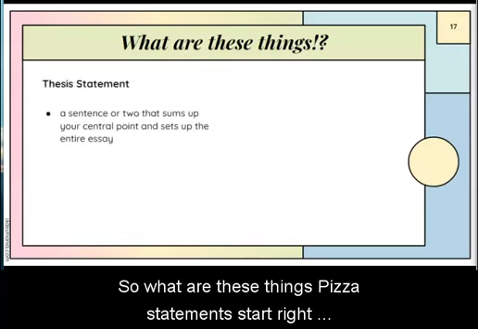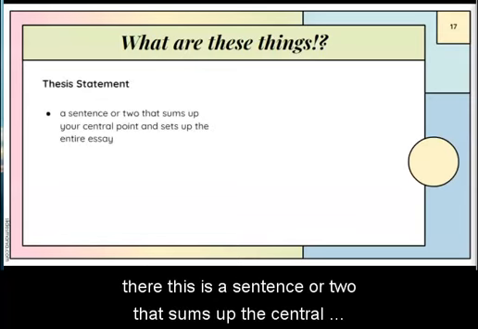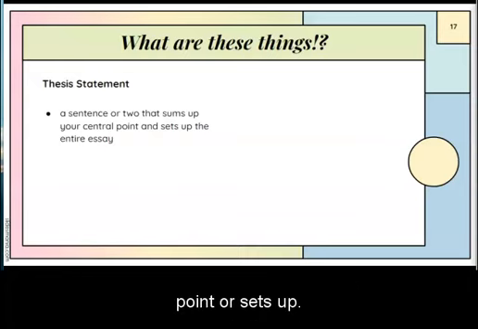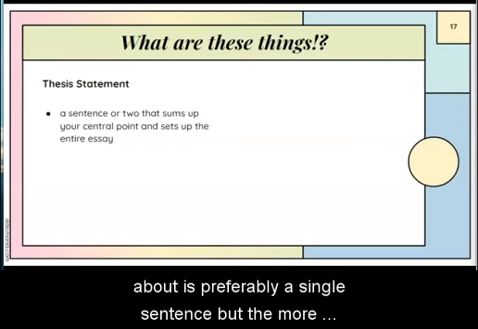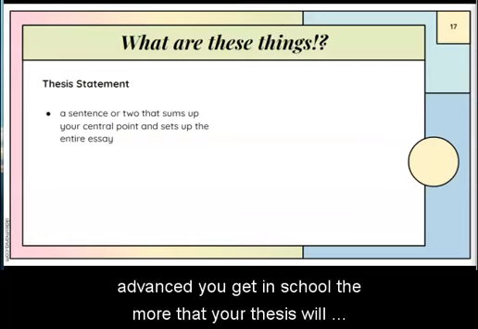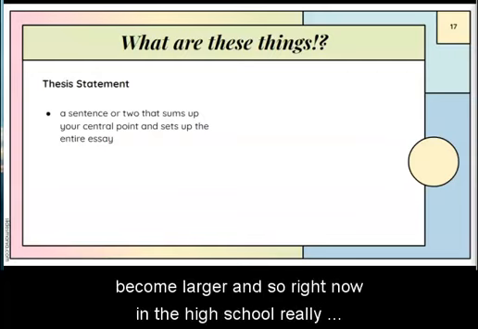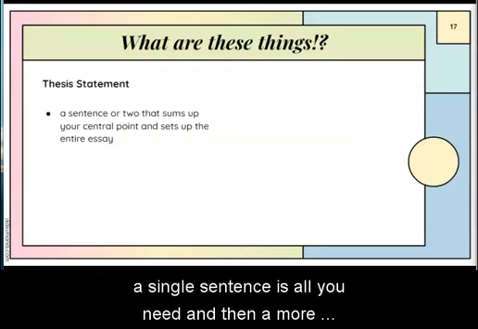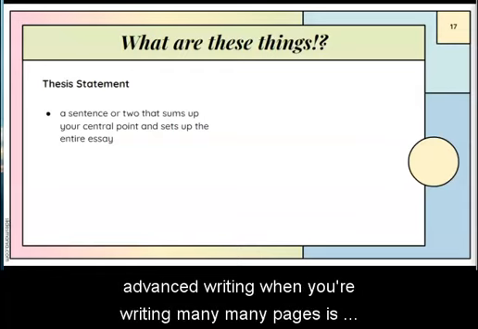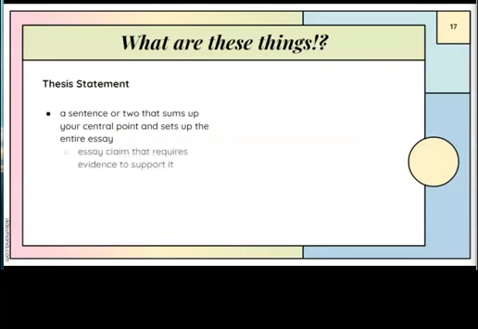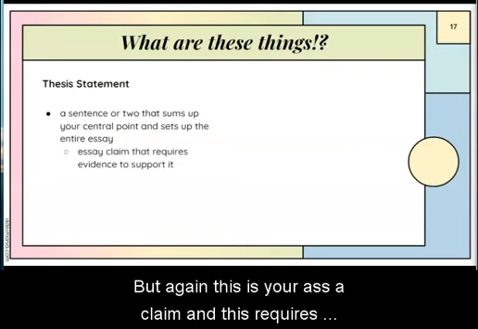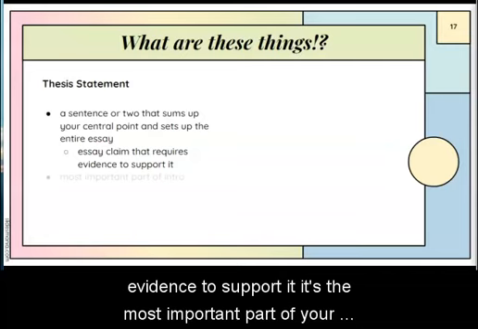So what are these things? Thesis statements. Let's start right there. This is a sentence or two that sums up the central point or sets up your main argument and what your essay is about. It's preferably a single sentence, but the more advanced you get in school, the more your thesis will become larger. Right now in high school, really a single sentence is all you need. In more advanced writing, when you're writing many, many pages, is generally when your thesis will become more than a sentence. But again, this is your essay claim, and this requires evidence to support it.